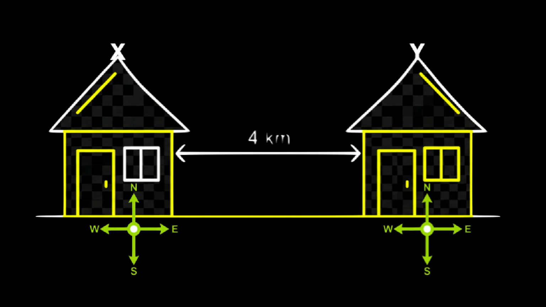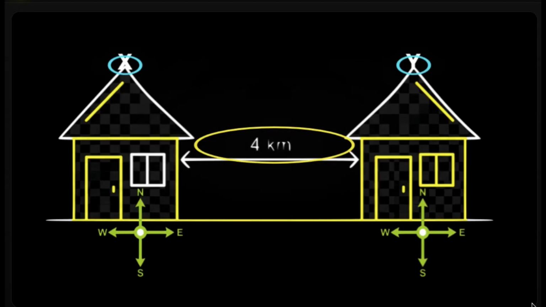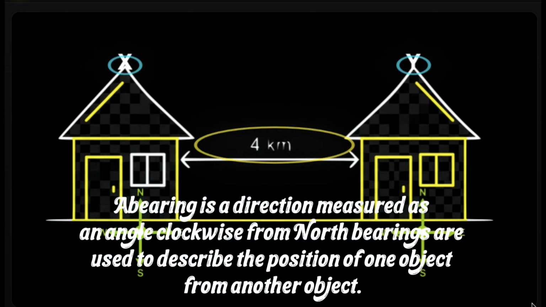Image 1 shows two houses labeled X and Y. Before we calculate anything, let us introduce the key idea. A bearing is a direction measured as an angle, clockwise from north. Bearings are used to describe the position of one object from another object.